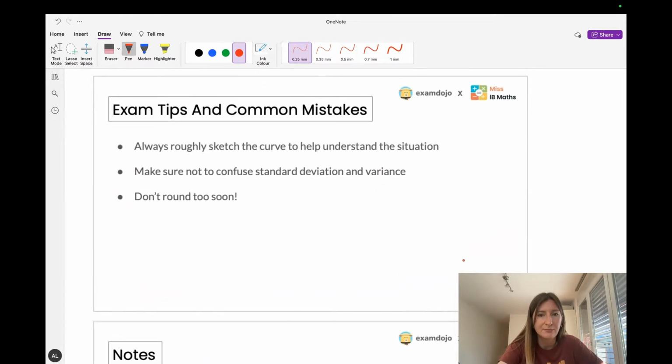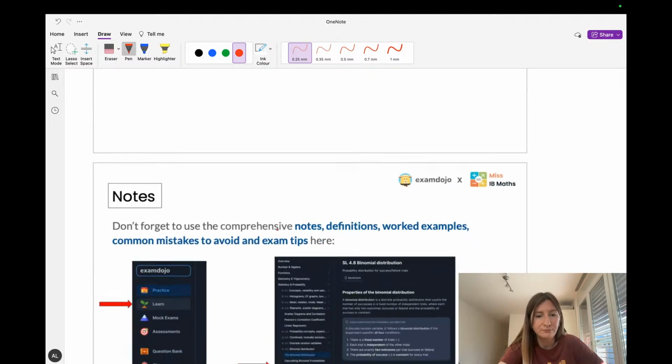Just a couple of exam tips. Like I said, probably 20 times, roughly sketch the curve to understand the situation. Make sure that you don't confuse standard deviation and variance, and don't round too soon. I think those would be my top tips for normal distribution.